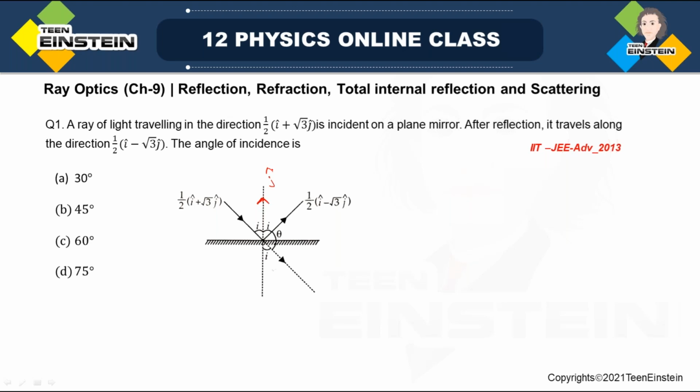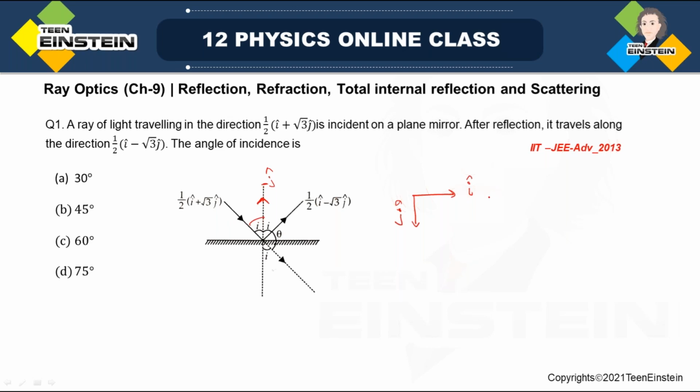You can see here that the normal component of this vector is actually changing its direction. Otherwise, the component which is parallel to the plane of the mirror doesn't change its direction. So to find the angle of incidence, we have to find the angle between this vector and this vector. Suppose this is j, here it is negative j. This is the direction of j, and this is i cap.